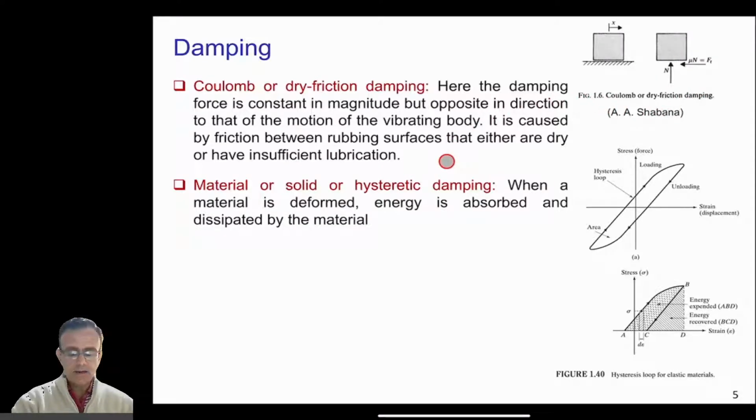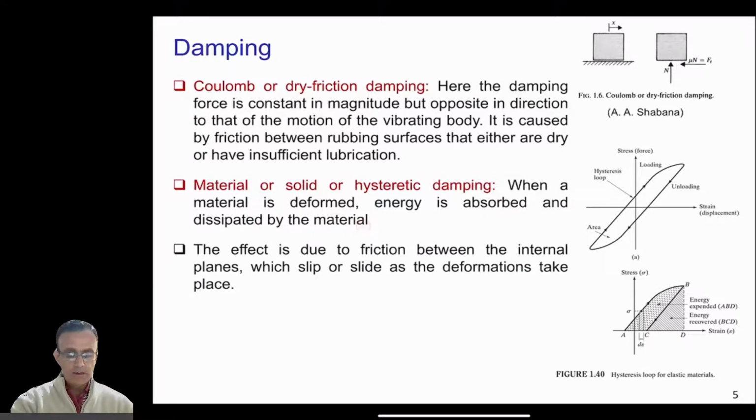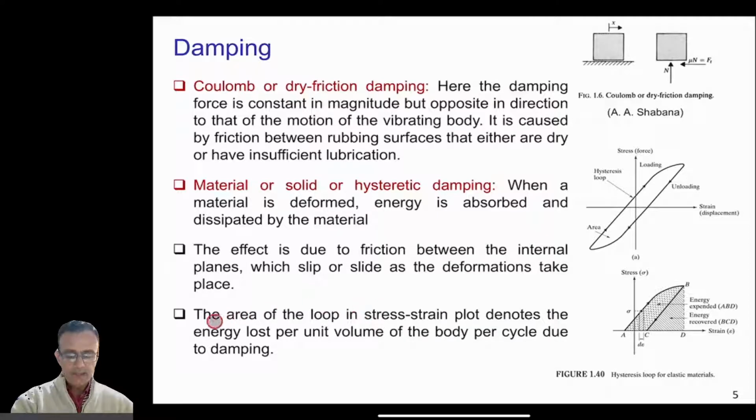Another type of damping is what we call material damping, or solid damping, or hysteretic damping. So this is the damping which is inside the material. When a material is deformed, energy is absorbed and dissipated by the material, and the effect is due to the friction between the internal planes, which slip or slide as the deformation takes place. Now, the area of the loop in the stress-strain plot denotes the energy lost per unit volume of the body per cycle due to damping.